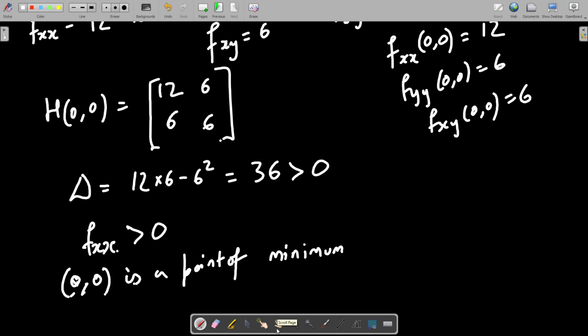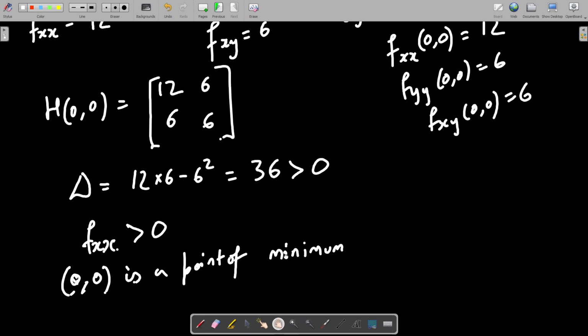Okay, this is a point of minimum over here. As I told you, if fxx is positive, fyy will also be positive. That you can see from this example actually. Okay, but examples cannot be used to justify. I'm just saying you can see it in this example. Okay, explanation I've given you. They cannot have opposite signs because that will affect delta being positive, if fxx and fyy have opposite signs. Okay, so this point is done.